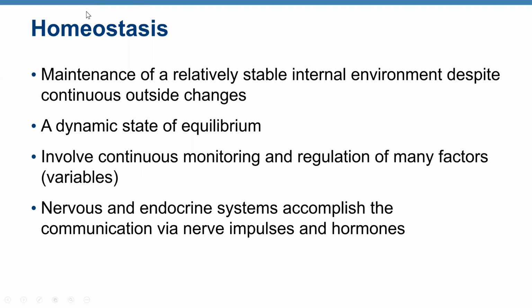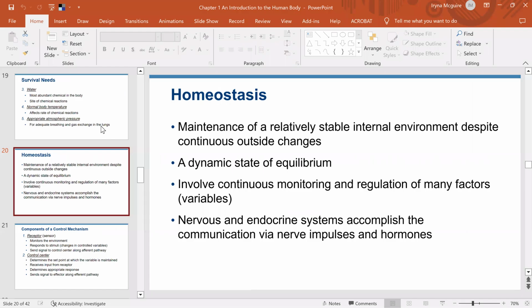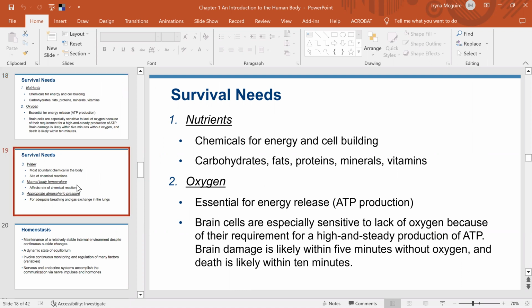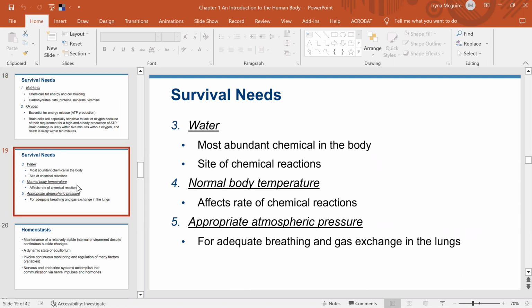Right, so I will go back again just to show you our survival needs and what they include. So survival needs will include nutrients, such as carbohydrates, fats, proteins, minerals, vitamins, oxygen for ATP production, water, normal body temperature, and appropriate atmospheric pressure.